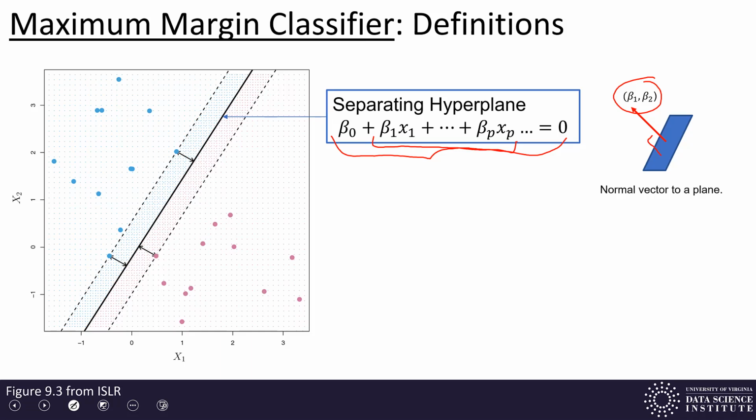Beta 1, beta 2, beta 3. What does it mean to be normal? That means if you look at this vector, it's perpendicular to the plane in any direction, or forms a 90-degree angle to the plane in all directions around the plane.